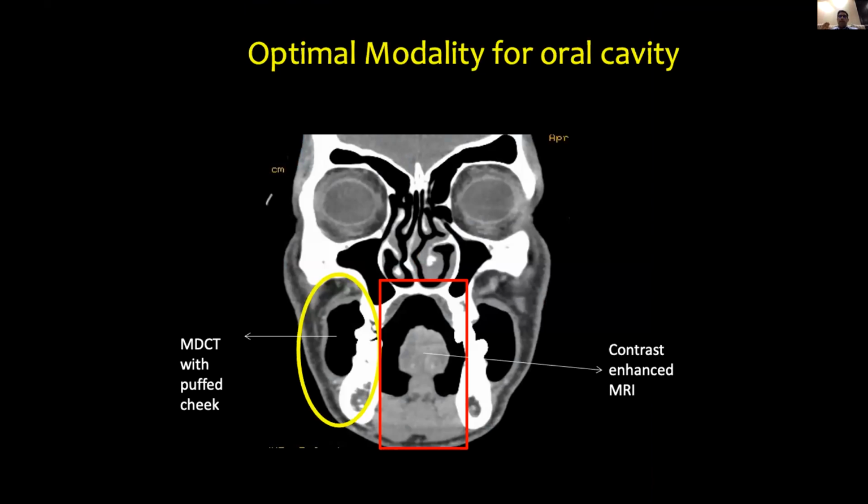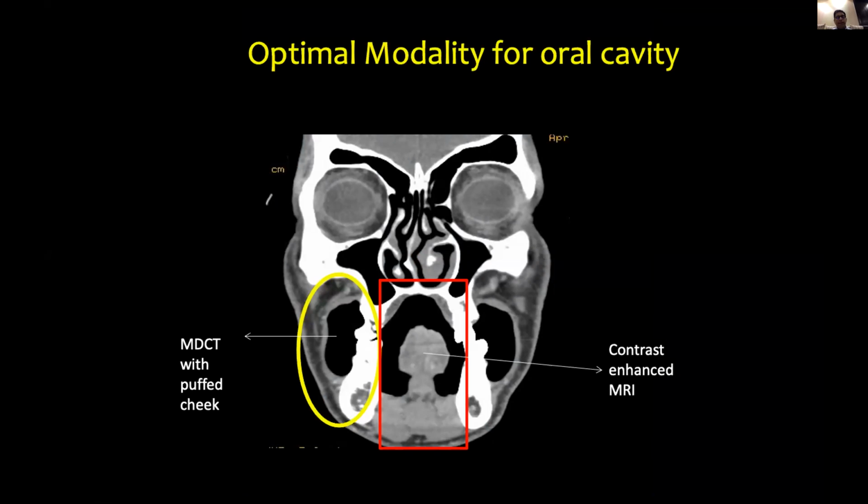So as I said, the optimum modality has to be taken into consideration. MDCT with puff cheek technique means you ask the patient to purse the lips and blow against the pursed lips. This technique is called the puff cheek technique, and it is used for buccal cancers.